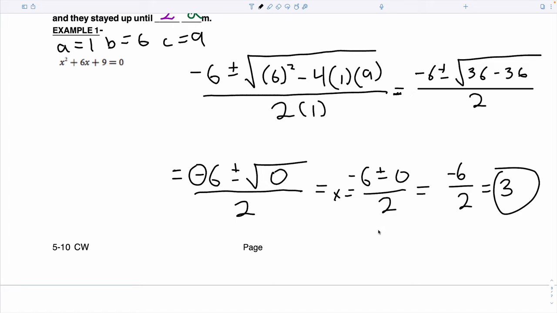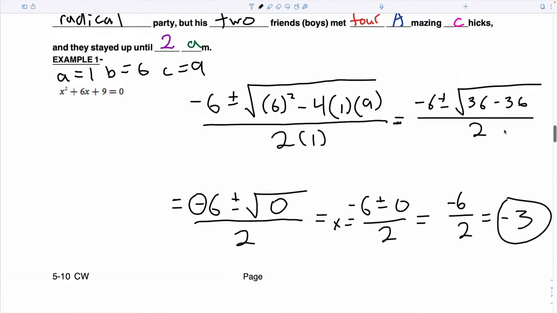This method is great because it works. It is not great because you have to be very precise. If you're not precise and you leave out one single negative, the entire thing can be wrong. So it takes a long time, it takes a lot of precision, but it works. Negative 3 is the answer.